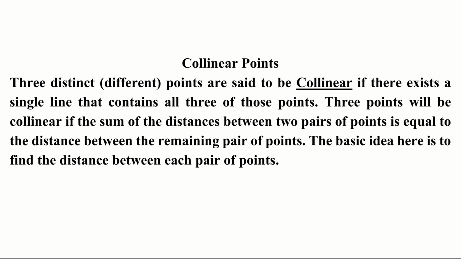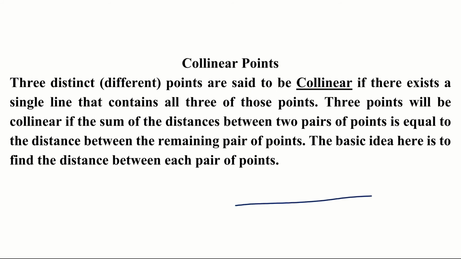All right, next we want to look at the concept of collinear points. Three distinct, which basically just means different points, are said to be collinear if there exists a single line that contains all three of those points. Now, 3 points will be collinear if the sum of the distances between two pairs of points is equal to the distance between the remaining pair of points. The basic idea here is to find the distance between each pair of points.